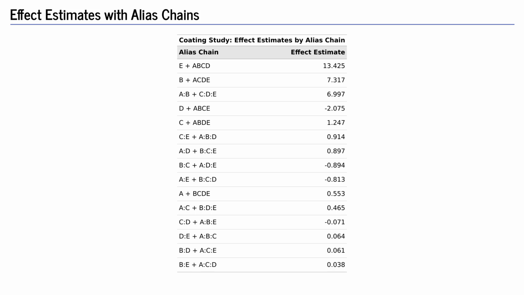The practical lessons are these. Always report alias chains to the client, not bare effect names. Saying E is significant without disclosing the ABCD alias is incomplete. Choose the generator deliberately, because the generator controls where the ambiguity lands, and if a large effect appears in an unresolvable chain, say so clearly and recommend the follow-up runs needed to break the alias.